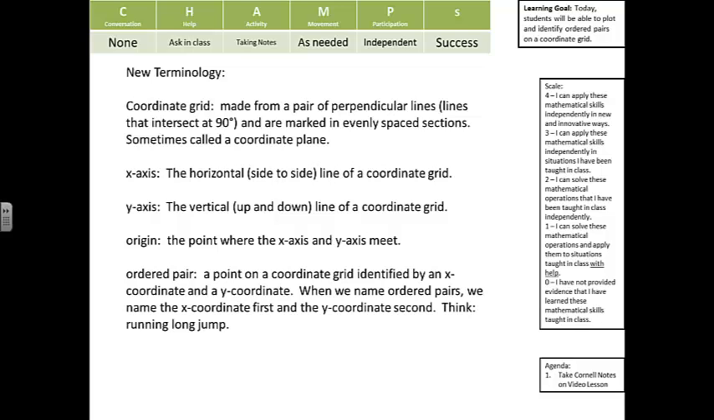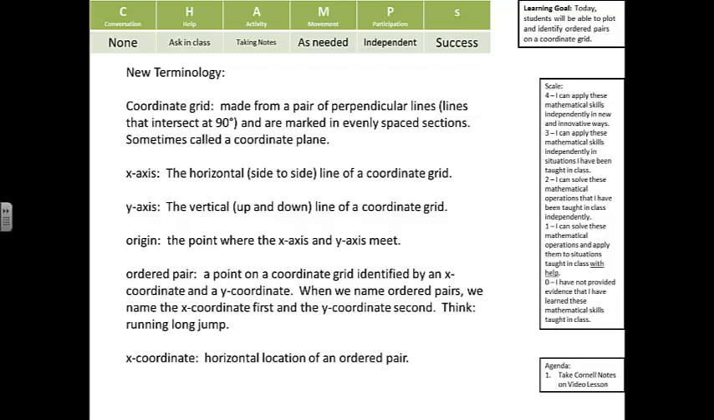And then we're going to use that coordinate grid to identify values called ordered pairs. And ordered pairs are points on the coordinate grid. They have an x-coordinate and a y-coordinate. And the biggest thing that students get messed up on is putting them in the wrong order. And so you need to remember that the x-coordinate is always going to come first, and the y-coordinate is going to come second. And the way that I remember that is I think of the running long jump. You're going to run first. That means you're going to go across, and then you're going to jump second, which means you're going to go up. So you run, and then you jump. Go across, and then up.